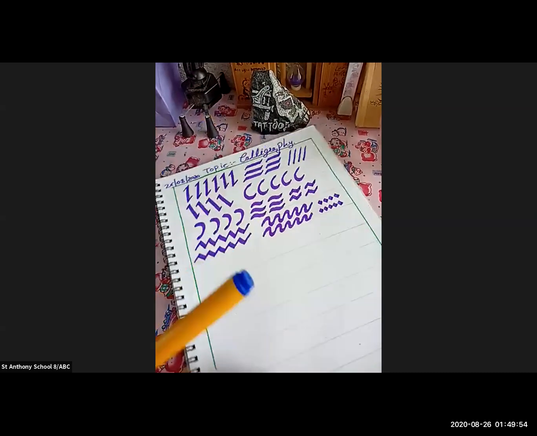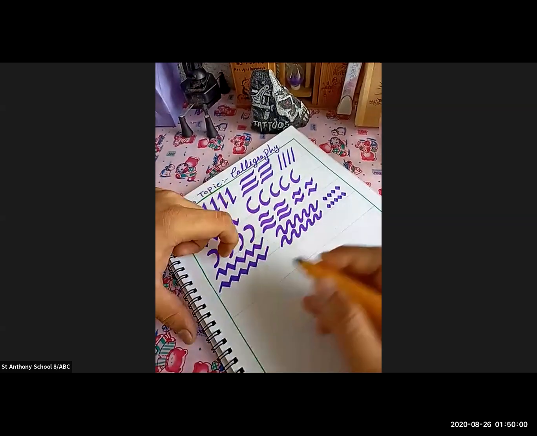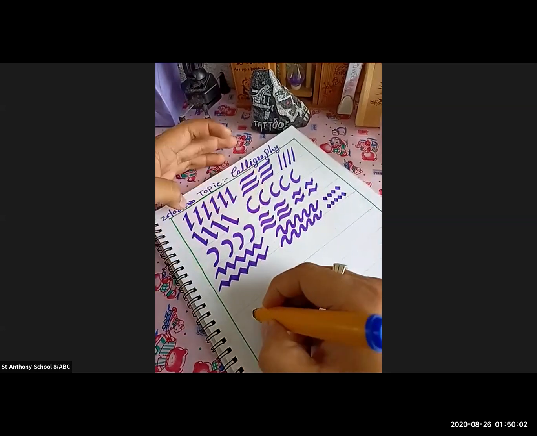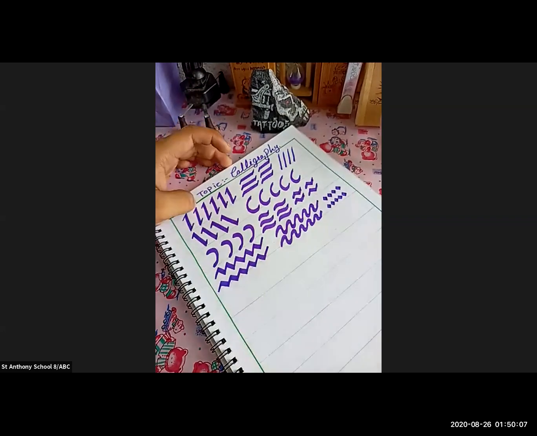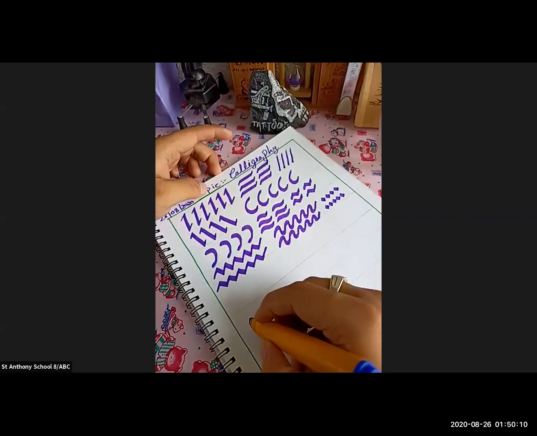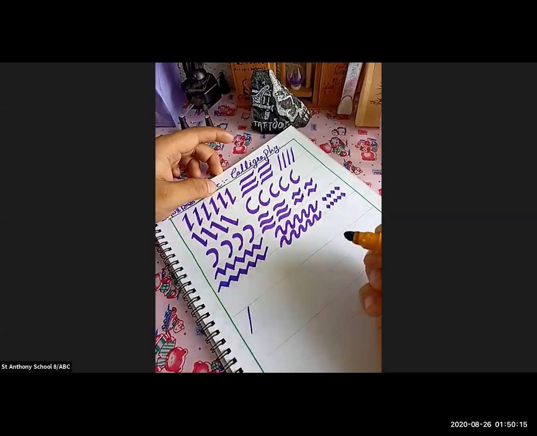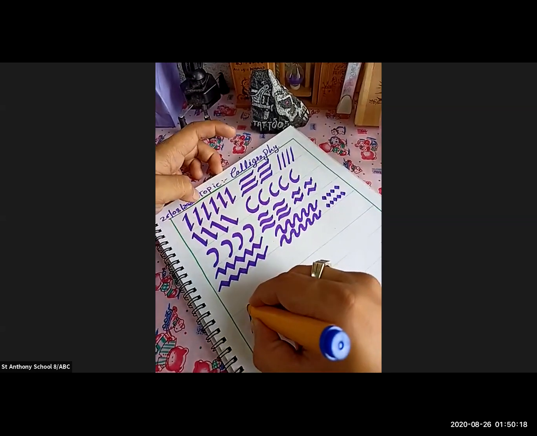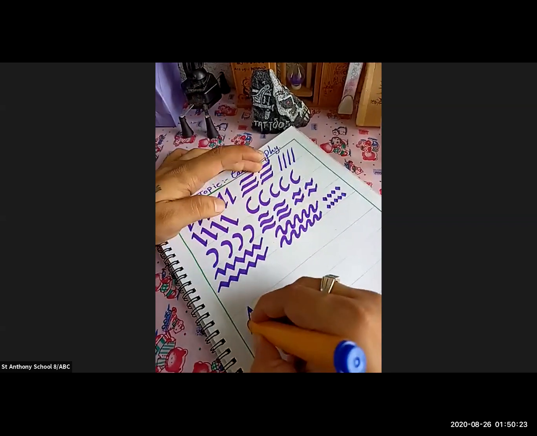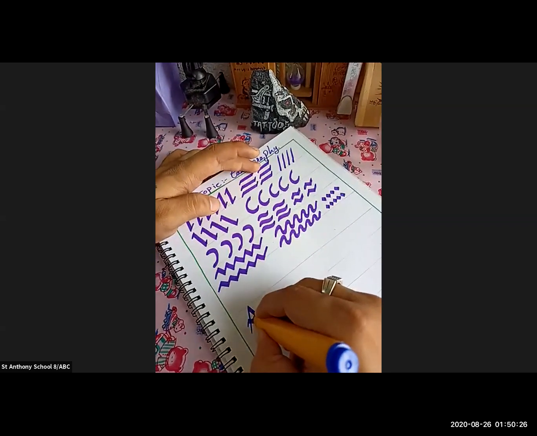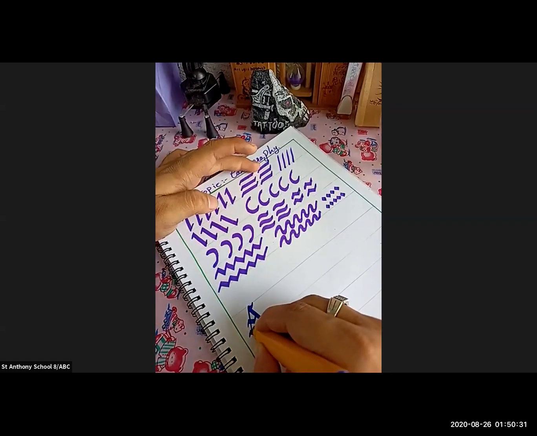I'm just changing the color of my pen. Here I've taken the blue color, and here I've started with the calligraphy. Just look at this, how we are going to do it using these basic strokes. For writing the A, I'm going to take a slanting line over here, and then the opposite slanting line. Then I'm taking the curve line. This is A.